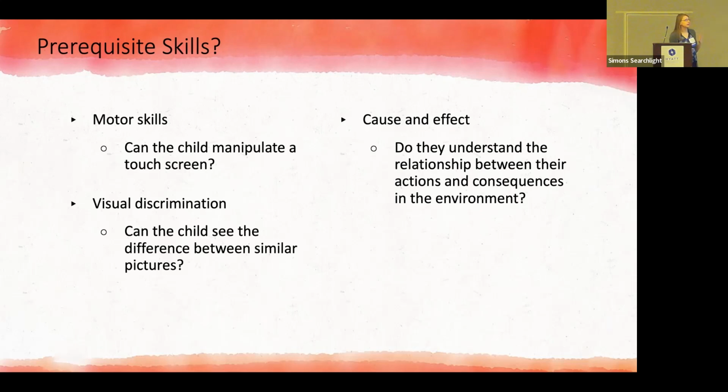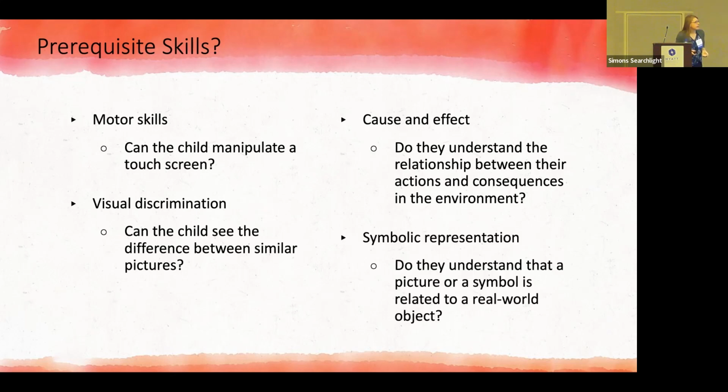Cause and effect: do they understand the relationship between their actions and the consequences in the environment? Do they know that when they vocalize, it gets someone's attention and maybe that person will figure out that they want a cookie? Or are they still at that stage of unintentional communication where they're just vocalizing because they're distressed, but not because they're trying to get an idea across to you? So we need to know where they're at. And then symbolic representation: do they understand that a picture or a symbol is related to the real world object? Does it make sense to them that this picture of a cookie on the screen is related to the real cookie in the world that they want? If they don't yet understand that relationship, then we need to do some work to make sure that they start to make that association, or the AAC device is just going to be totally abstract to them and useless.